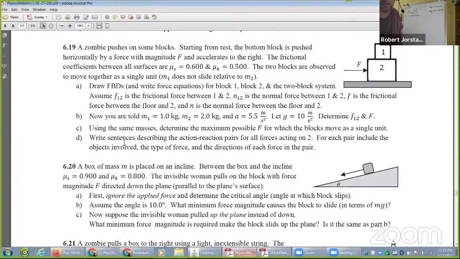All right. So two blocks are observed to move. Okay. We're told this piece of information. M1 does not slide. So I'm going to write that. That's a crucial piece of information.